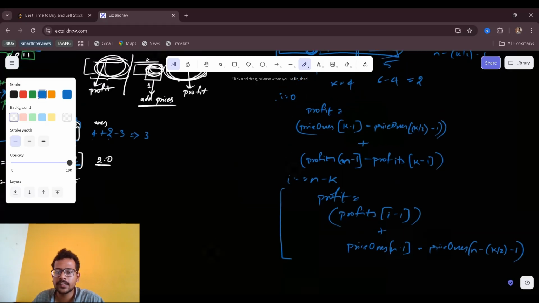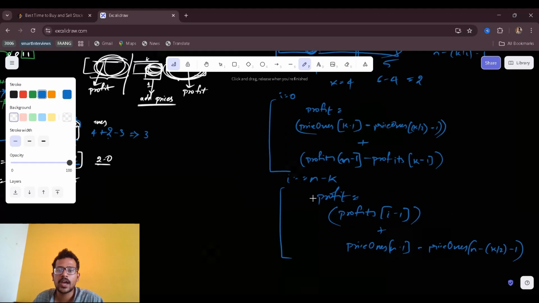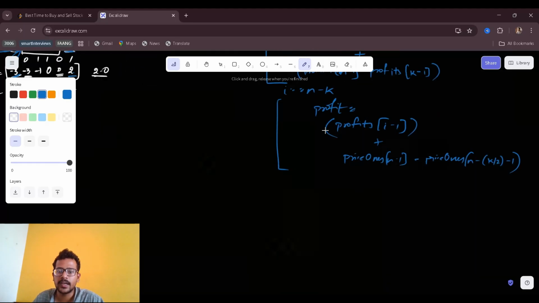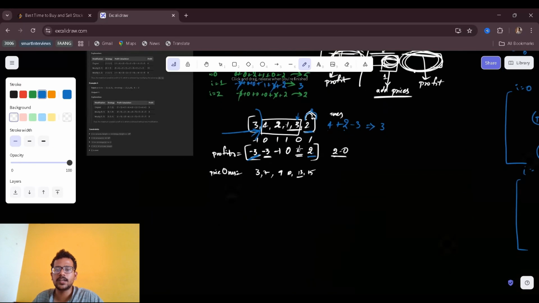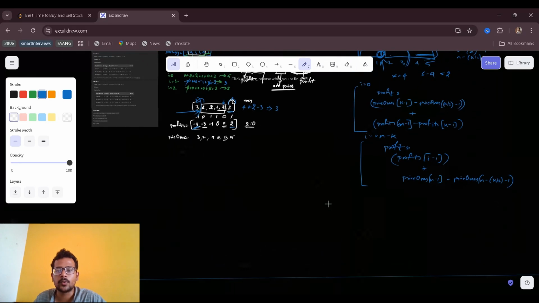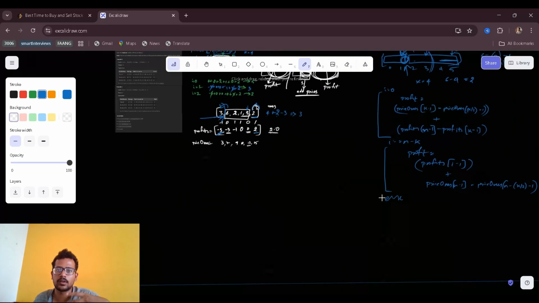Now if I is equal to 0, this thing, and if I is equal to n minus k, then this thing. Now what if it is in the middle? So what I said to you is profits from here is profits of I minus 1. So let us take that. So else, if both of them don't satisfy, then profit will be profits of I minus 1. This is how I get the left side profit.